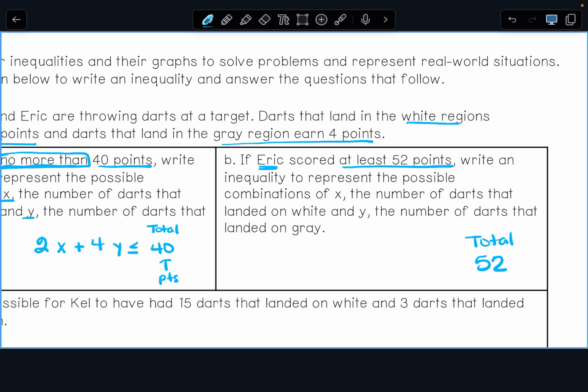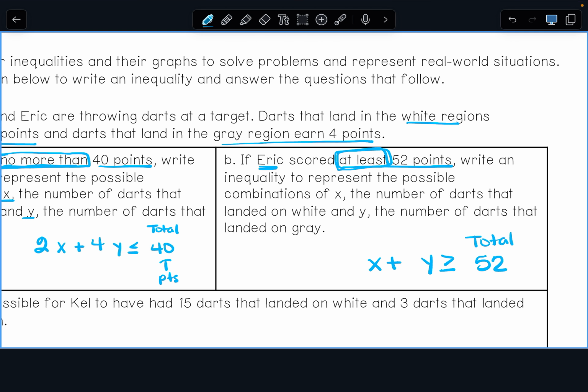We're throwing darts that land in the white plus the gray region. What's the keyword for this one, for my inequality? Okay, he earned at least, or he scored at least 52. So what inequality do we use for this one? Greater than or equal to.